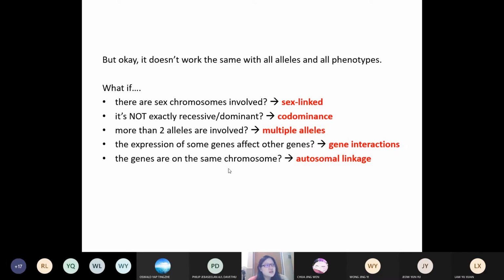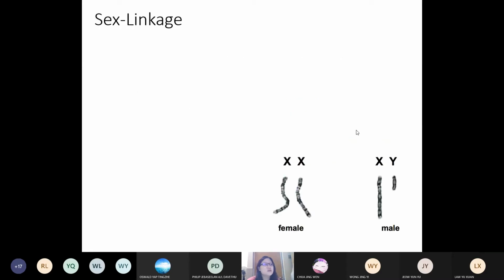And last but not least, all of the above, monohybrid and dihybrid, always assume that the genes are on separate chromosomes entirely. But what if the genes are on the same chromosome? That is called autosomal linkage, and this is where we'll talk about linkage groups in more detail. Again, it's just an introduction. Don't worry if you don't completely get it yet. It's just a snapshot of what's going on.